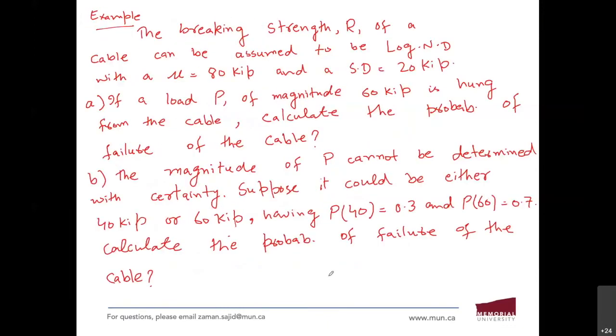Now in part B, he was asking, the magnitude of P cannot be determined with certainty. Suppose it could be either 40 or 60, and we have the probabilities. He was asking to calculate the probability of the failure of the cable. So the failure of the cable means basically we need to find out our probability of the rupture.